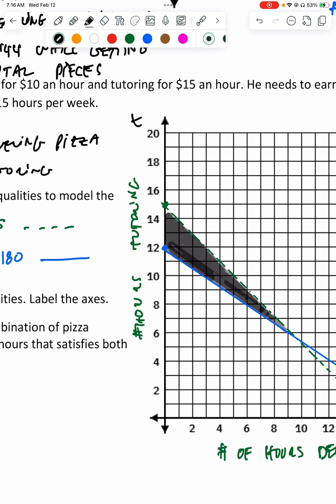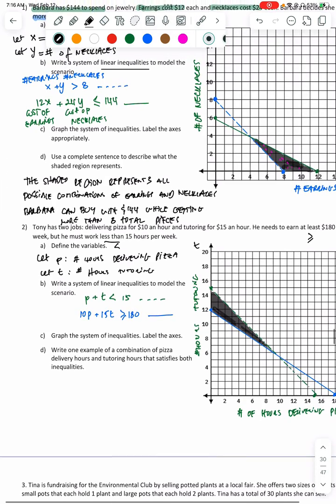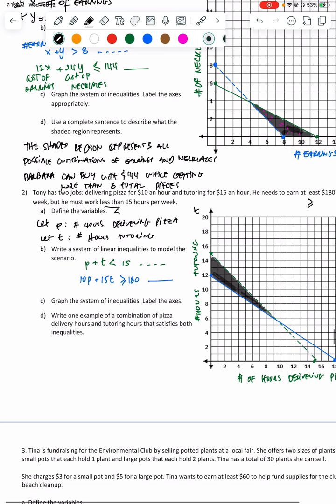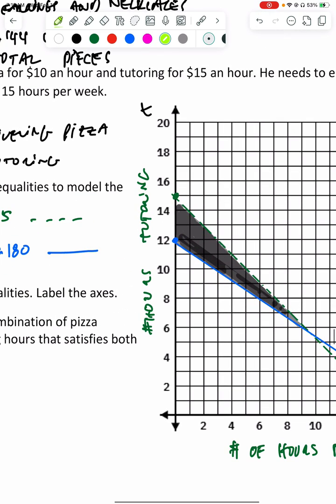And by the way, there are infinitely many values that live here. You zoom out, it's going to look nice. So this is what this system is going to look like when you graph it. We label the axes, then finally write one example of a combination. So give me a value or values that work. I want to pick a point in this region. I can pick any point, let's say a point here or here. I try to make it some corner point like here. This looks like a point that works.